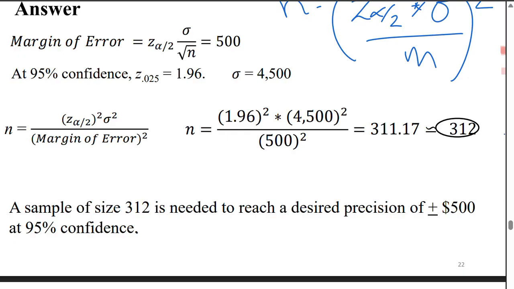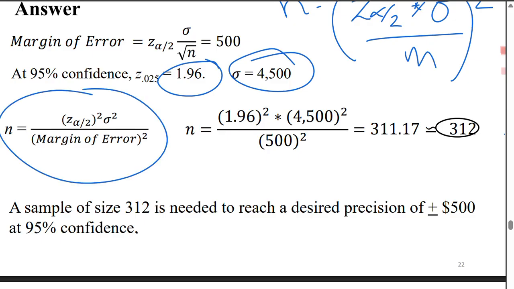For 95%, our z alpha over 2 value will be 1.96. At a population standard deviation of 4,500, we will rearrange the margin of error formula to find the sample size, and that should be 311.17. Take a closer look. The sample size calculated is 311.17. We do not have a 0.17 person, so we always have to round up to 312.